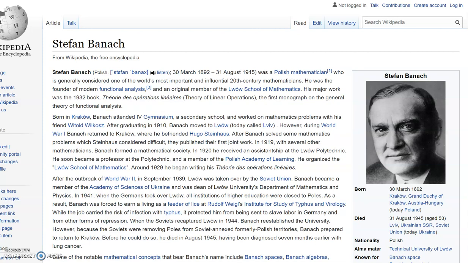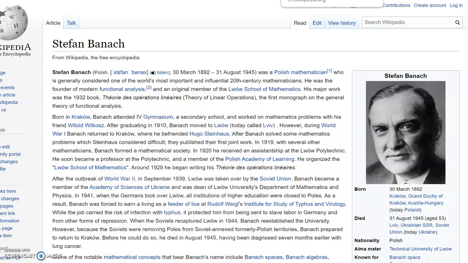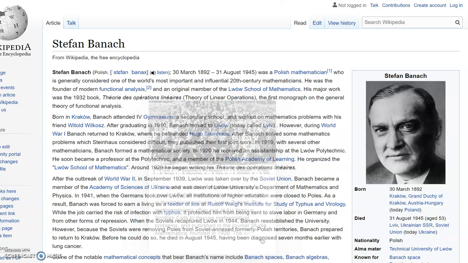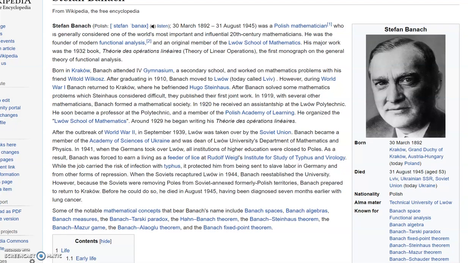So Hilbert was German, I think. Banach was Polish. Okay, so the School of Mathematics of Lwów, I really have no idea how to say that, is this one. It was a very, very famous one at that time of the century. And then you've got a lot of things. Maybe you've heard about the Banach-Tarski paradox and things like this.